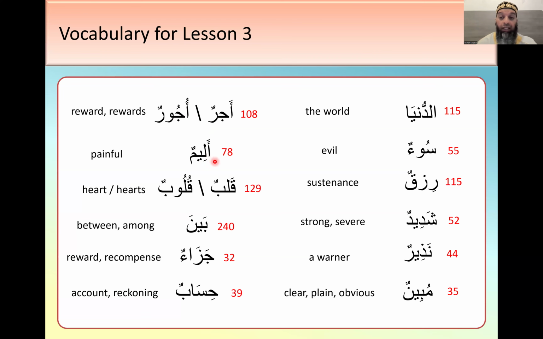Okay, next one. Alim. Alim means painful. Adhabun alim, a painful punishment, like torturous. May Allah subhanahu wa ta'ala protect us from adhabun alim, from any adhab. It occurs 78 times, so just remember it. Not to be confused with ayn alim, which is to do with knowledge, not that. It's just alim. That's why tajweed is very important.